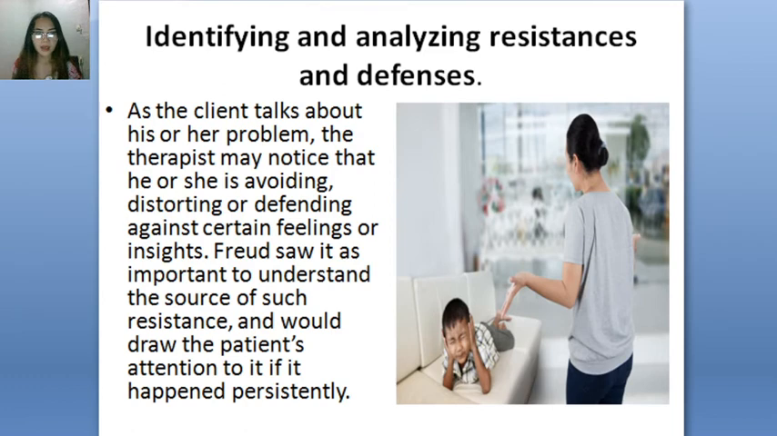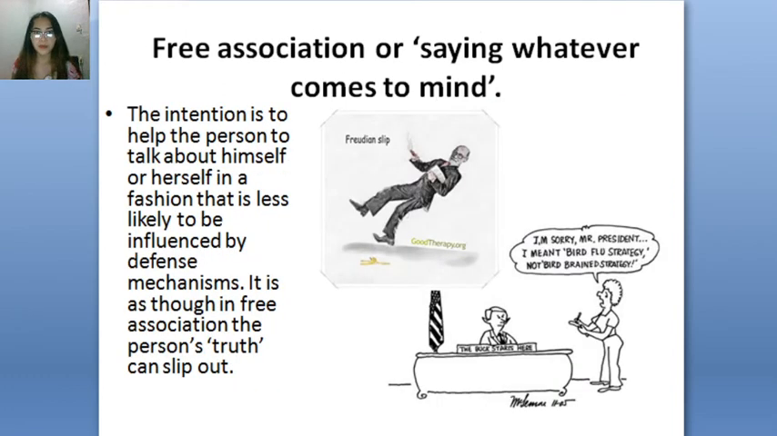And then, we have the free association or saying whatever comes to mind. Ito yung normal na ginagawa natin. The intention is to help the person to talk about himself or herself in a fashion that is less likely to be influenced by defense mechanisms. So, minsan kasi may mga defense mechanism tayo, may mga denial stage, or we are suppressing it, but we'll be discussing it more mamaya. And it is thought that in free association the person's truth can slip out.